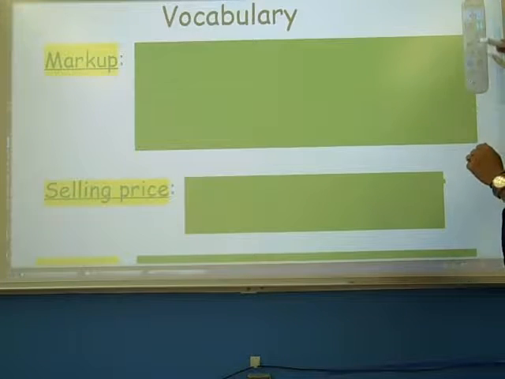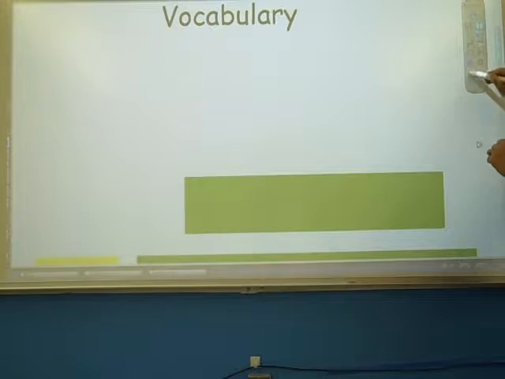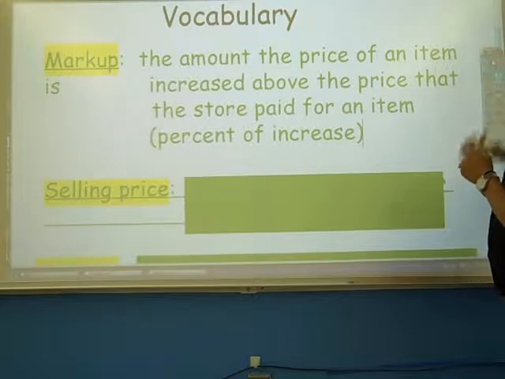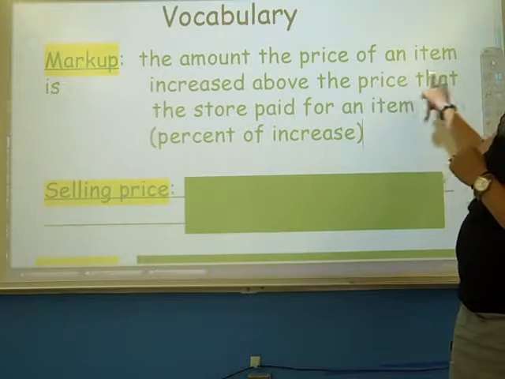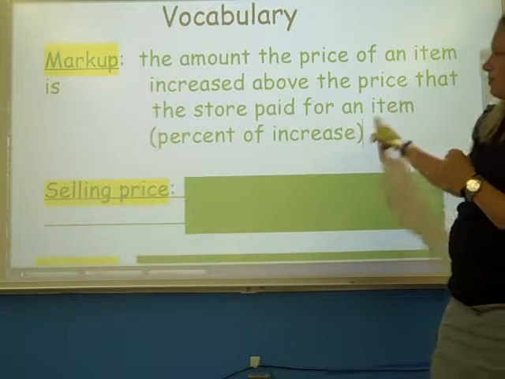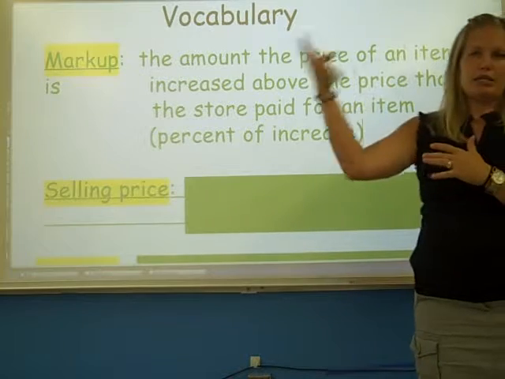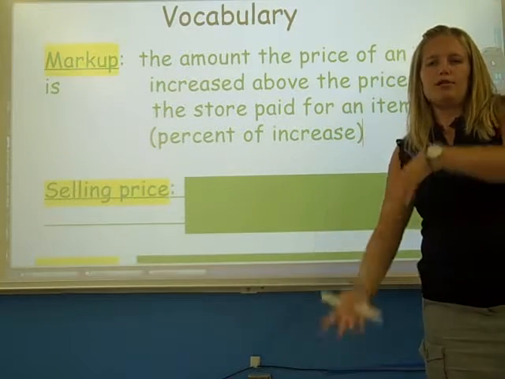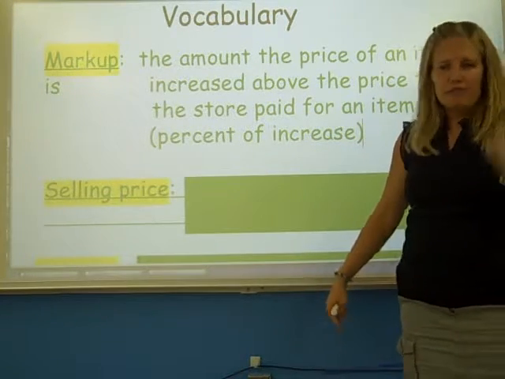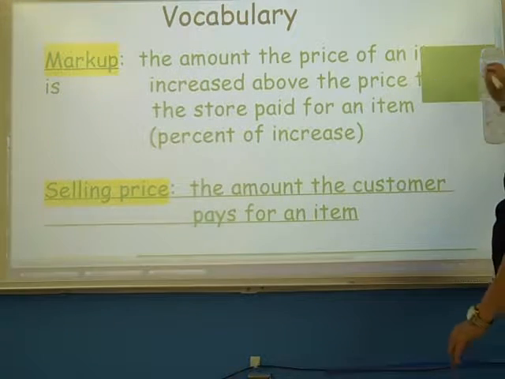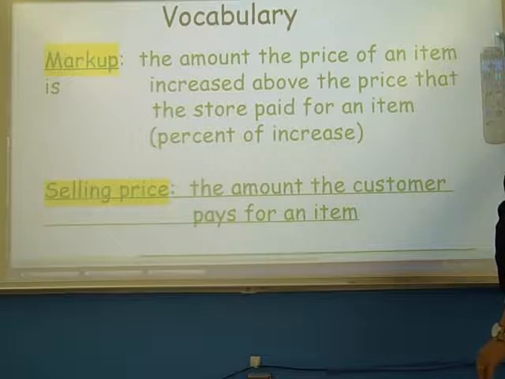Markup: the amount the price of an item is increased above the price that the store paid for the item, and the percent of increase. Okay, so we're adding something to it. We bought the item for $10, we're now going to sell it for $15. Selling price is the amount the customer pays for the item.